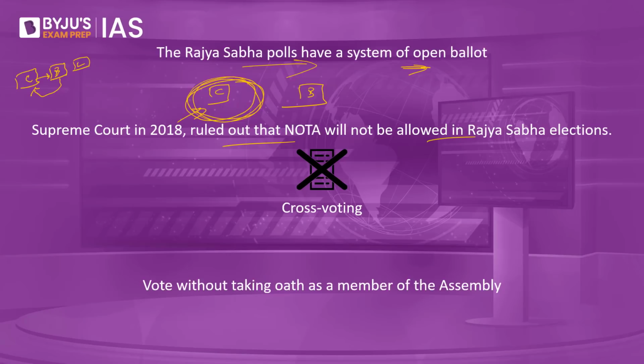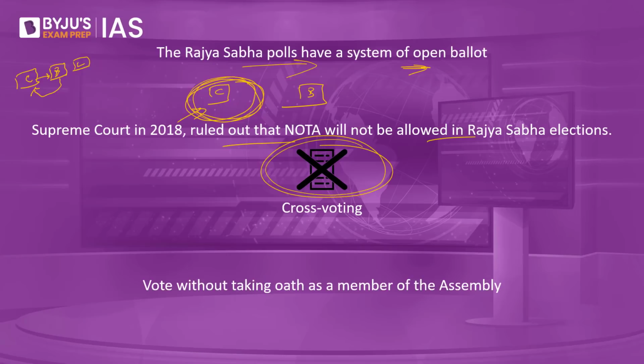The NOTA option usually is given at the bottom of the candidates list if we are considering the general elections, and it will also have this particular symbol. The NOTA option for the first time was exercised back in the 2013 assembly elections, which were held in 4 states: Chhattisgarh, Mizoram, Rajasthan, and Madhya Pradesh. So it was for the first time considered in 2013. The Election Commission of India brought out a circular in 2014 and 2015.